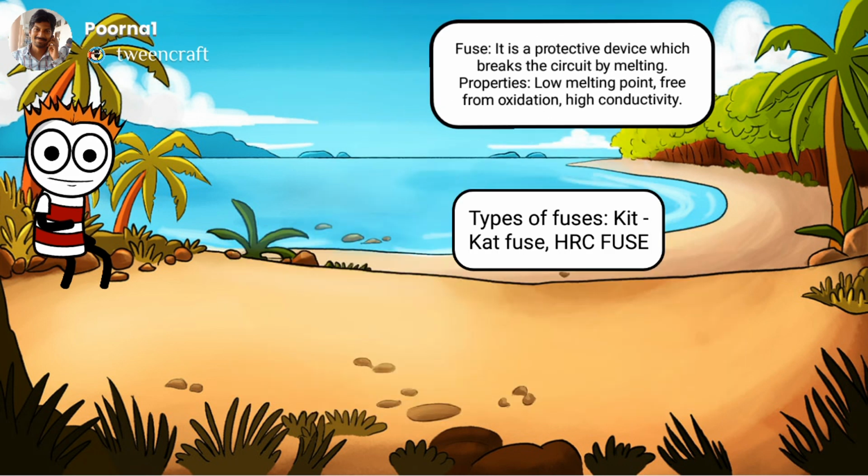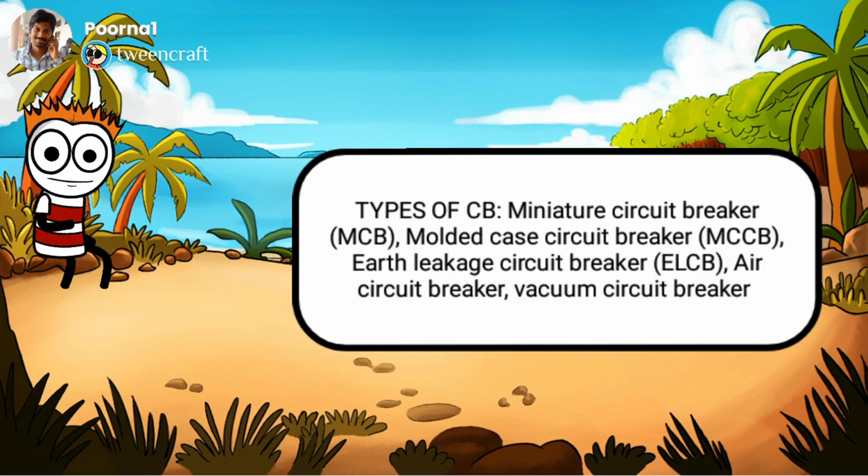Fuse is a protective device which breaks the circuit by melting. It has a low melting point, it is free from oxidation, and the fuse metal should have high conductivity. There are 2 types of fuses: KitKat fuse and HRC fuse.